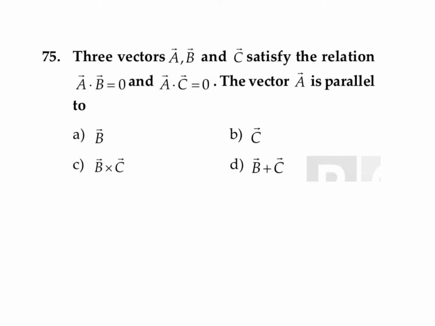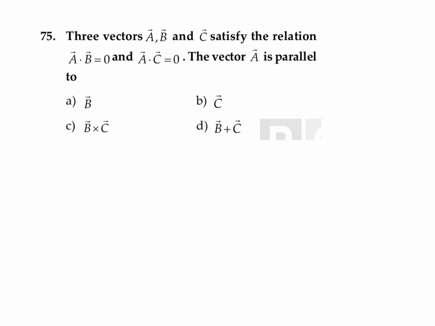Here it is given that three vectors A, B and C satisfy the relation A dot B is equal to 0 and A dot C is equal to 0. The vector A is parallel to what? So in the first part, the relation is given that A dot B is equal to 0.